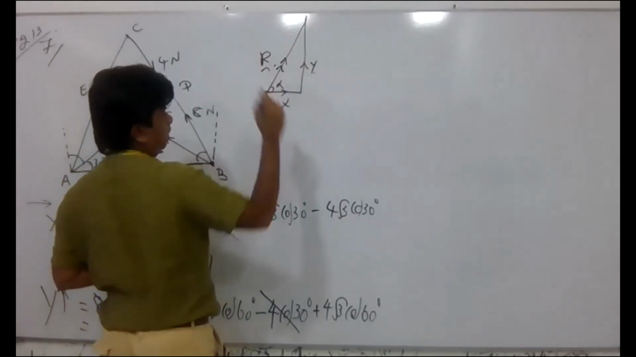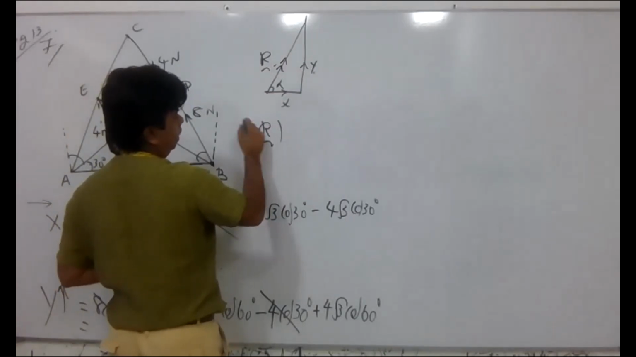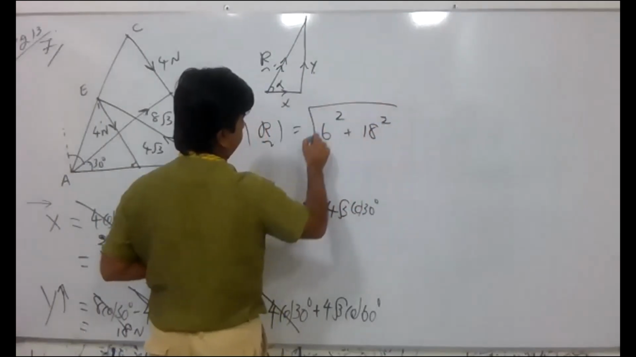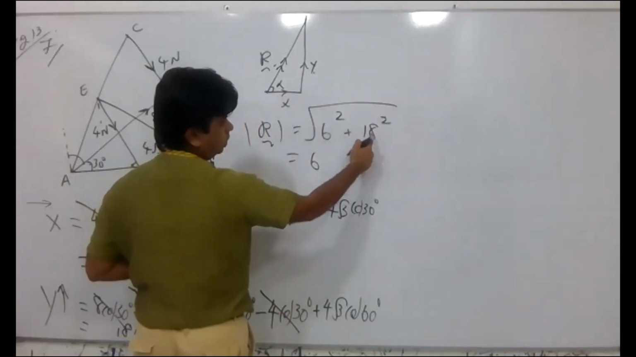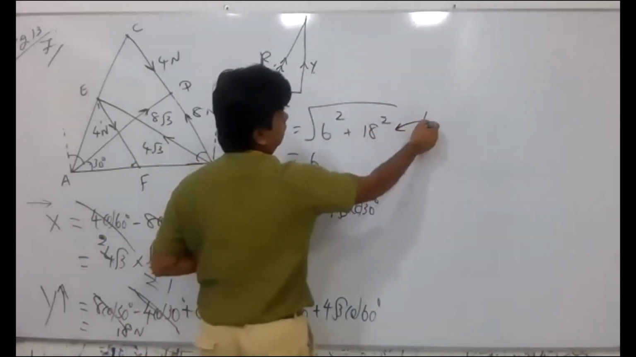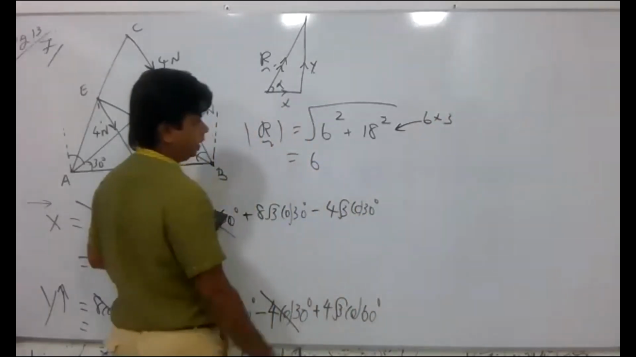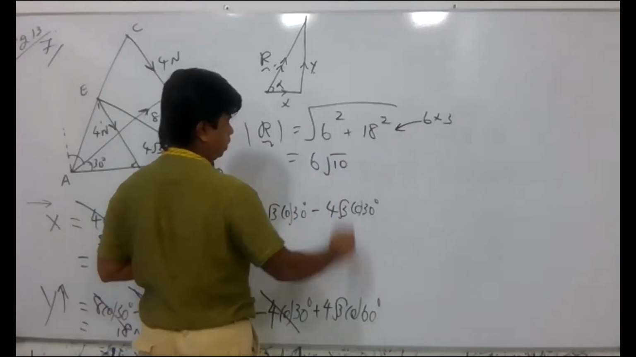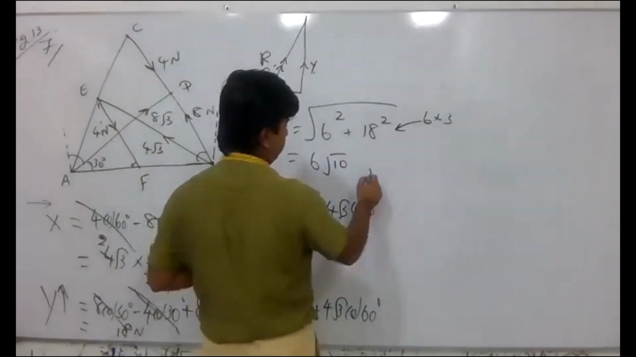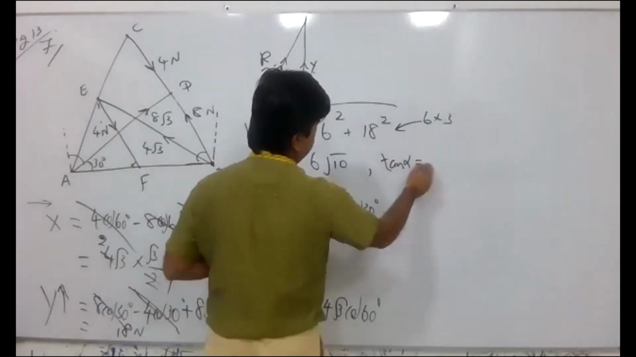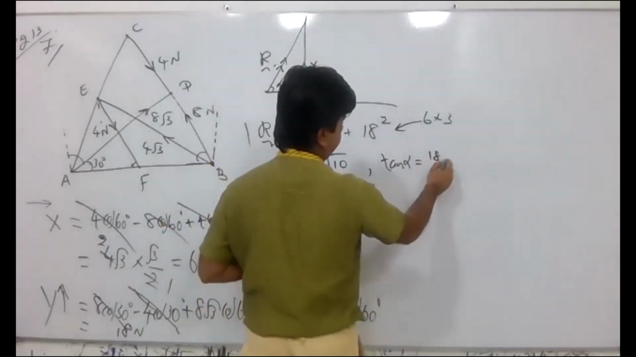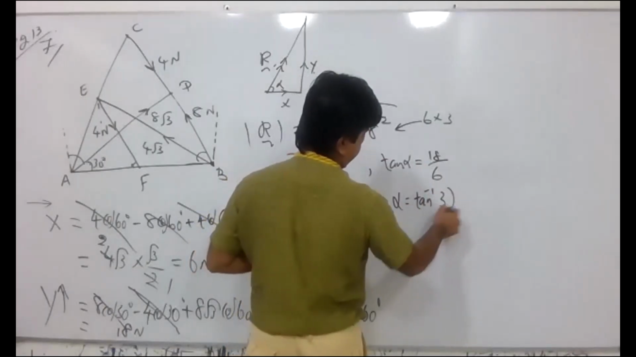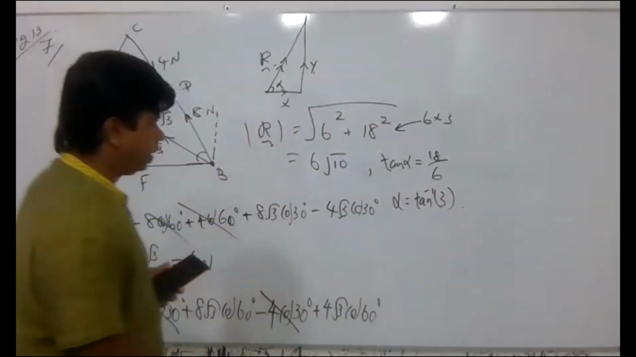Then you know that the R magnitude is root of 6 squared plus 18 squared. Actually 6 comes out because here it is 6 into 3, 18. Then 6 comes out, 3 squared is 9 plus 1 is 10, so 6 root 10. Then direction: tan alpha equals 18 over 6, so alpha equals tan inverse 3. You can keep the angle like that.